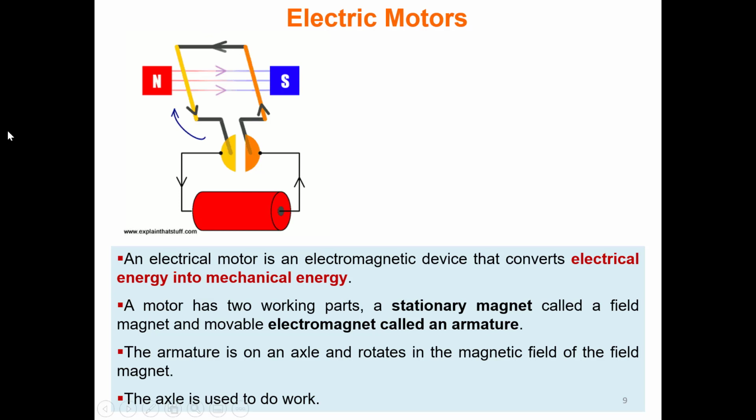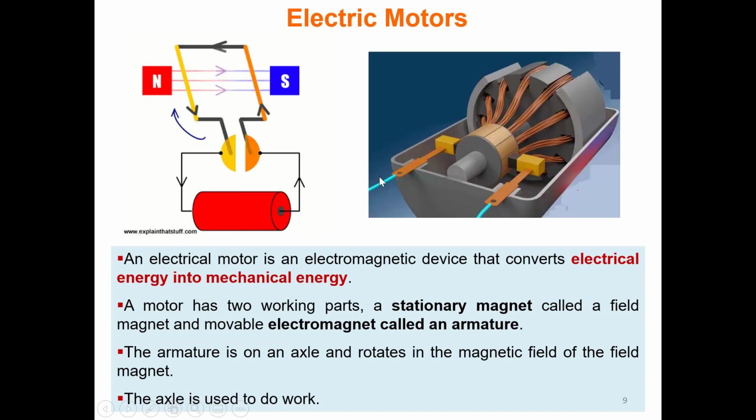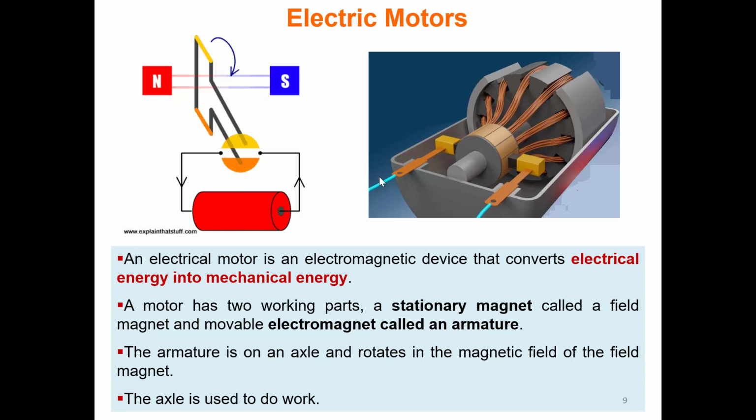But this is just a simple diagram of a motor. Real motors are a little more complex, and they have more than one loop. The reason is that with many loops, it will increase the spin of the rotation, and in this way they also get uniform movement.